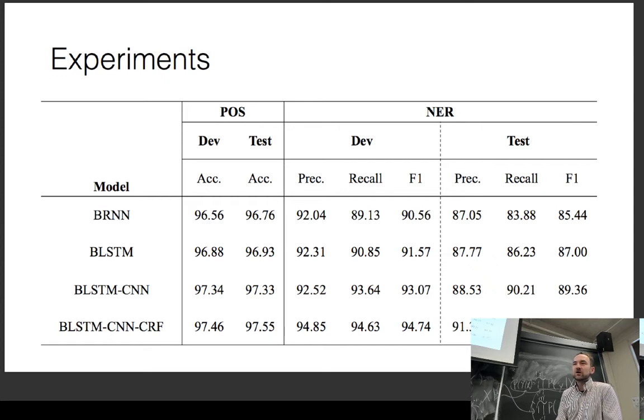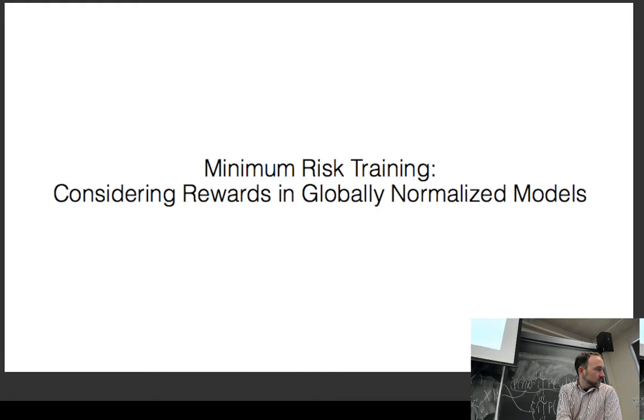If you have something where there's lots of correlation between the tags, and you have low frequency phenomena that you would like to capture by modeling these correlations, then something like a CRF is important. So that's it for the local dependencies part.